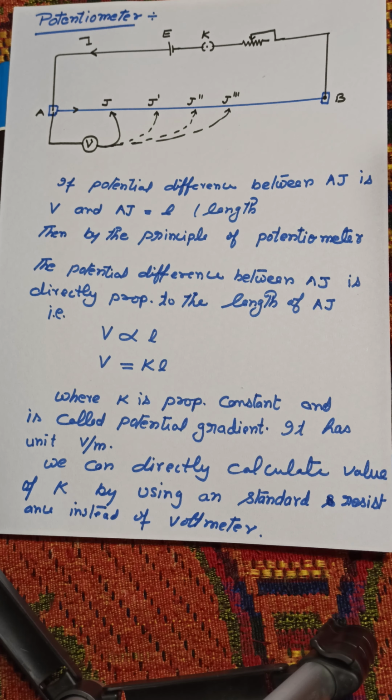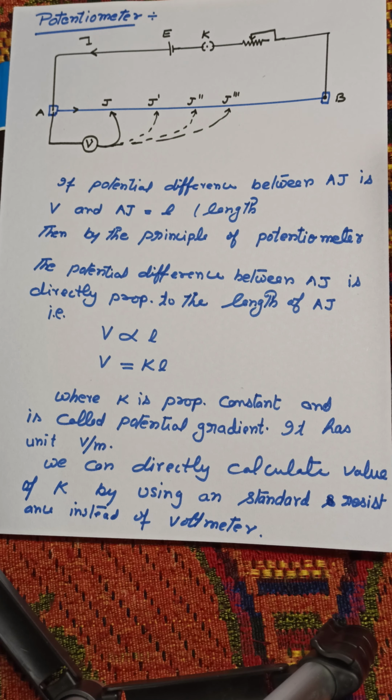This K determines the sensitivity of the potentiometer. The sensitivity of a potentiometer means the maximum deflection produced by it, even if the potential difference is smallest. We can have the most sensitive potentiometer by having the least value of K. This least value of K can be achieved by increasing the length of the wire.